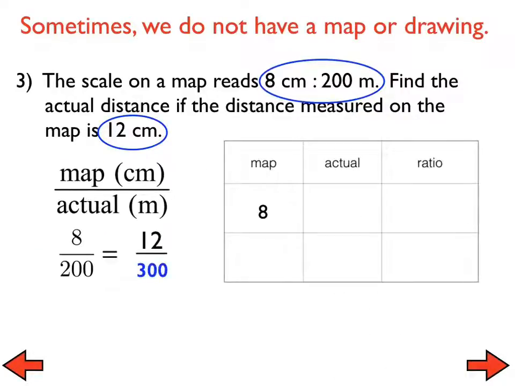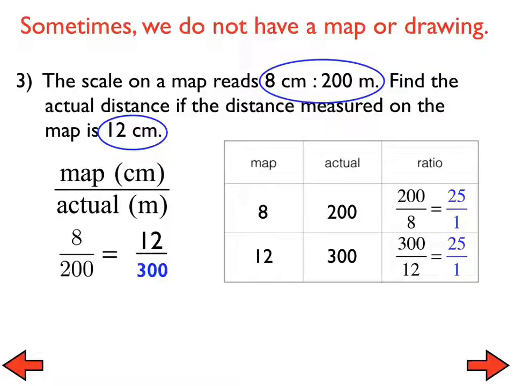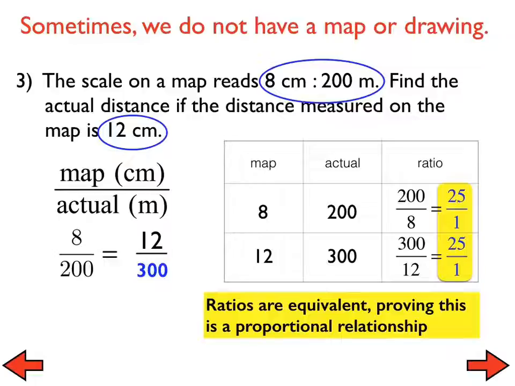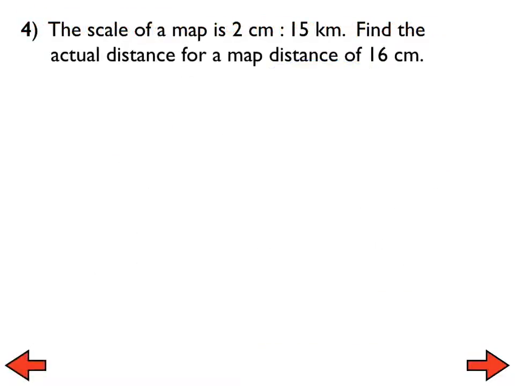Checking that in the table, we have map as 8, actual is 200. Ratio y over x would be 200 over 8, which reduces to 25. Then 12 and 300 we just figured out. So the 300 over 12 also reduces to 25. Since it is equivalent, then that proves this is proportional. Alrighty? Go ahead and do 4 and 5. Do both of them, and then we're going to shoulder partner those problems.